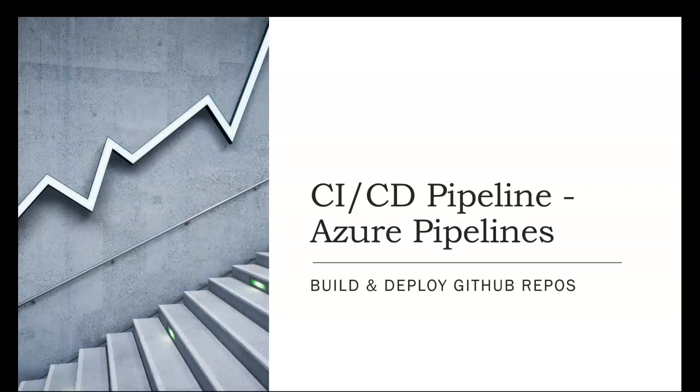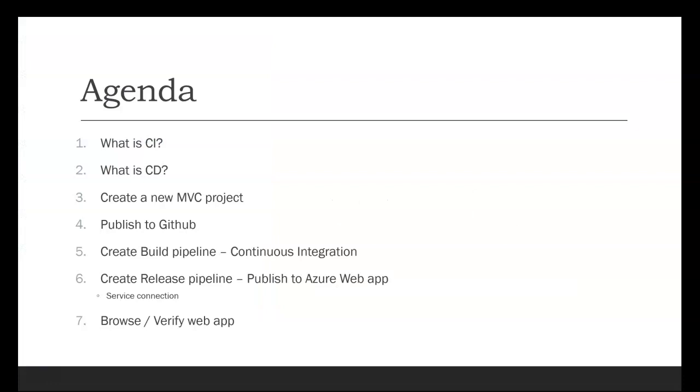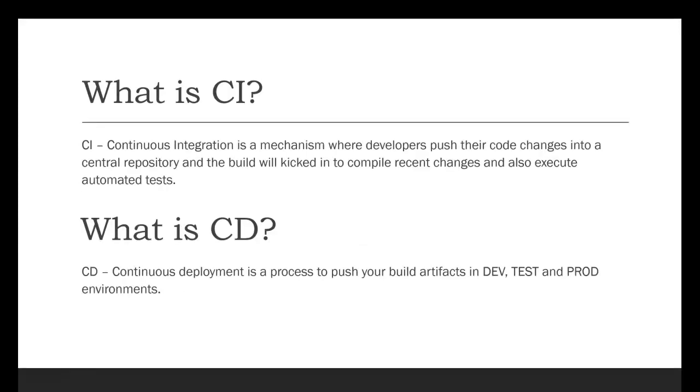So let's look into the agenda. We will look into the definitions of CI and then CD and then try to create a new MVC project. It will be a very basic project because our focus is on the CI/CD pipeline rather than on the actual web application. Then we will publish it to GitHub from Visual Studio 2022 and we will create a very basic build pipeline to see the continuous integration and then also create a release pipeline, and finally we will publish it to the Azure web application, and we will see some of the basics or the prerequisites to publish to the Azure web app, which is service connection, and finally we will verify or browse our application to see everything is working.